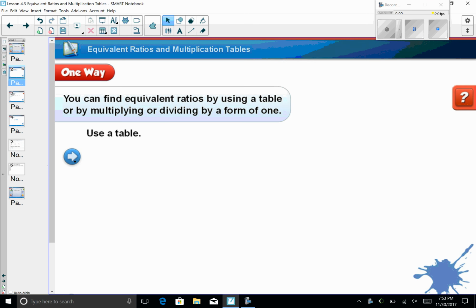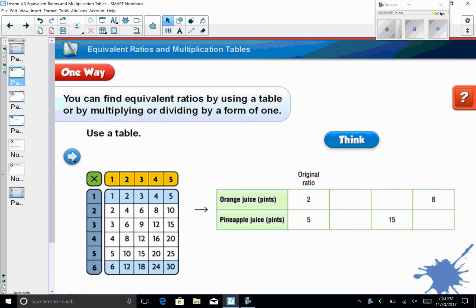The first way I can find equivalent ratios is by using a multiplication table. If I bring one up, in this particular problem, we can see that the original ratio is 2 to 5. So for 2 pints of orange juice, there's going to be 5 pints of pineapple juice.